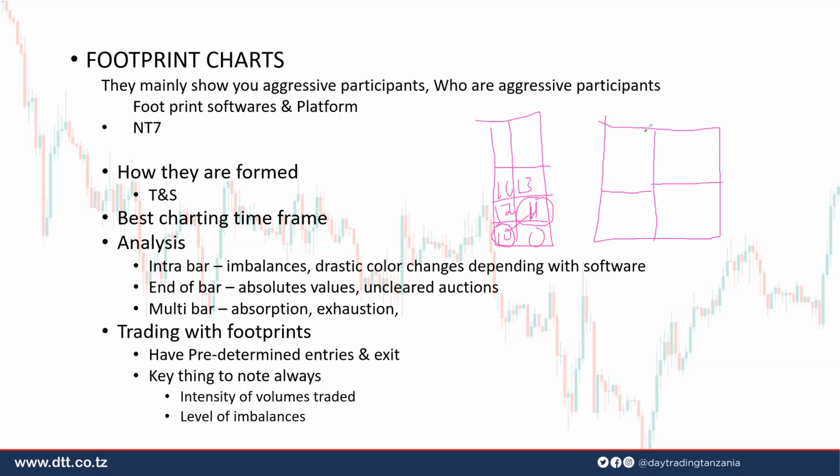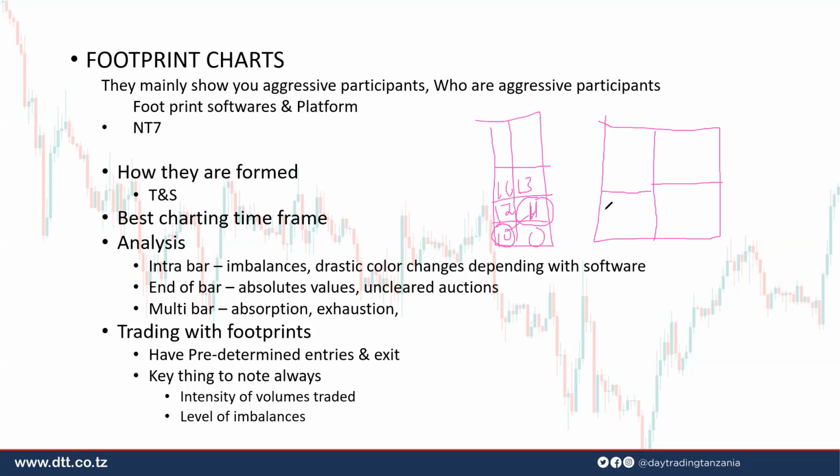Now, the DOM is mostly referred to as the depth of the market. The depth of the market shows us all passive participants. And when we talk about passive participants, we are talking about buyers and sellers with limit orders. Those participants who want to get into the market at their respective prices or at their respective levels.